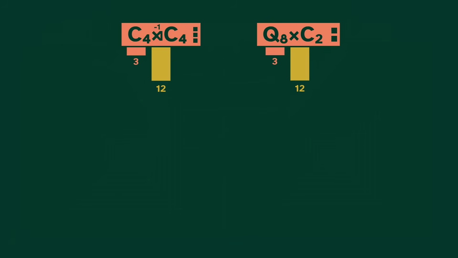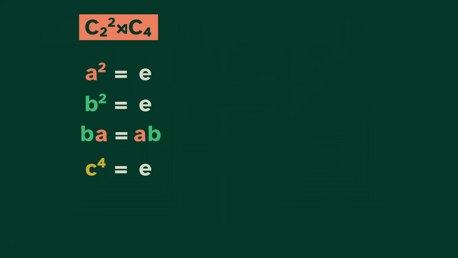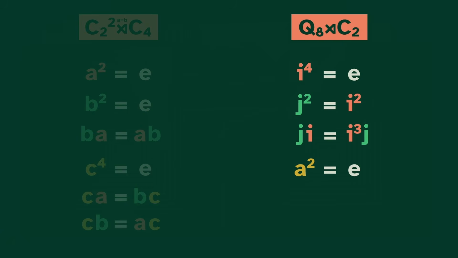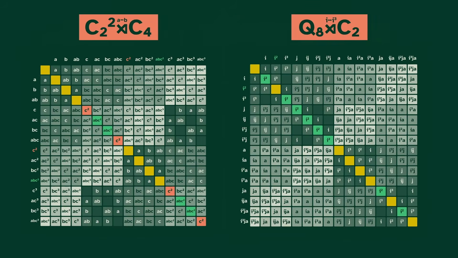Nice, I like it. We have a similar situation with the final two groups. First, there's C2 squared semi times C4, where A and B generate the 2 cycles, C generates the 4 cycle, and the C map swaps A with B. And second, we have Q8 semi times C2. Of course, there's I and J. Then A makes the 2 cycle, and the A map inverts I, but it doesn't change J. These groups have the same counts, but they're not isomorphic. Different counts of squares? Exactly. Here are the tables. It's 3 squares versus 2 squares, just like before.